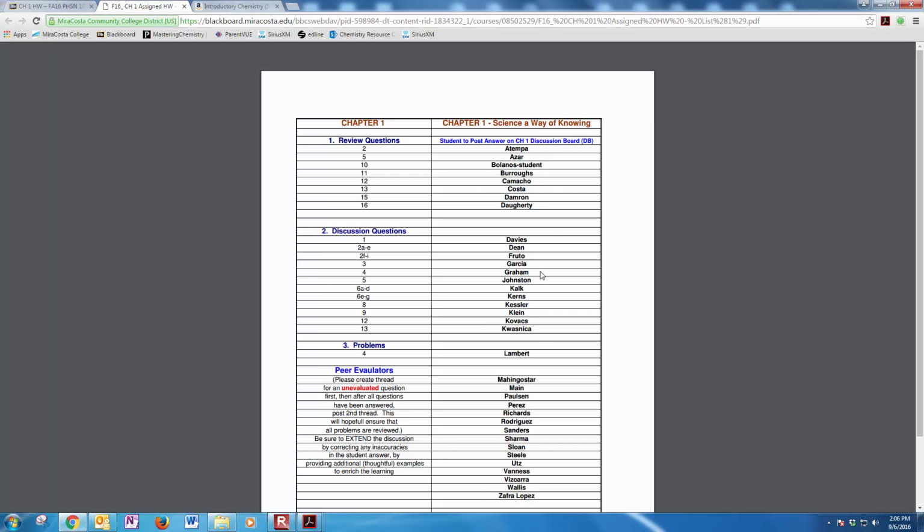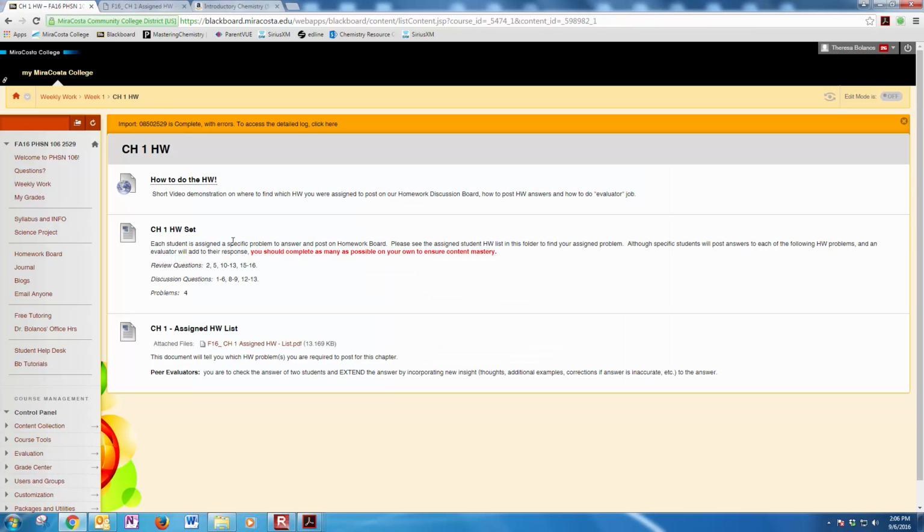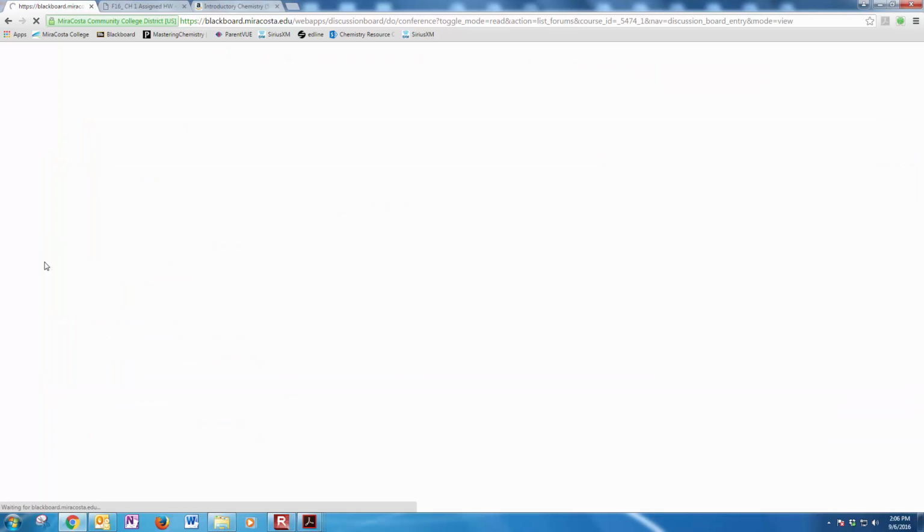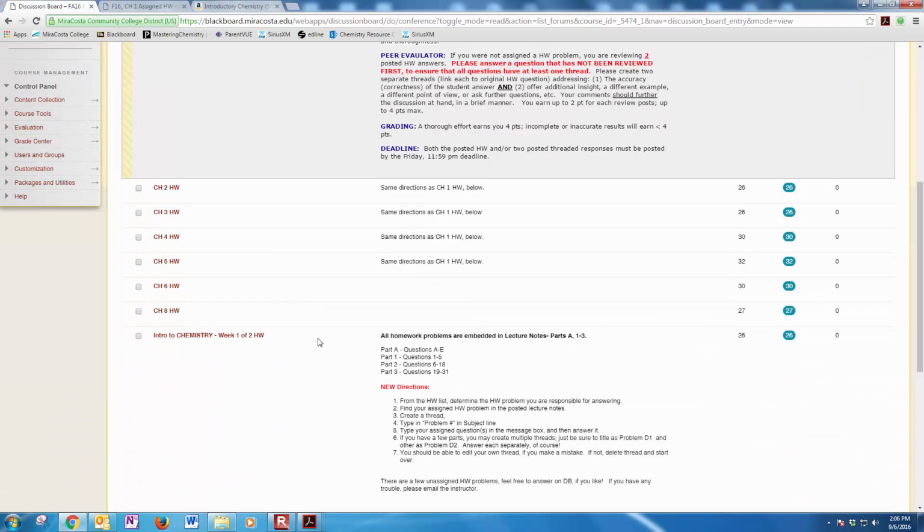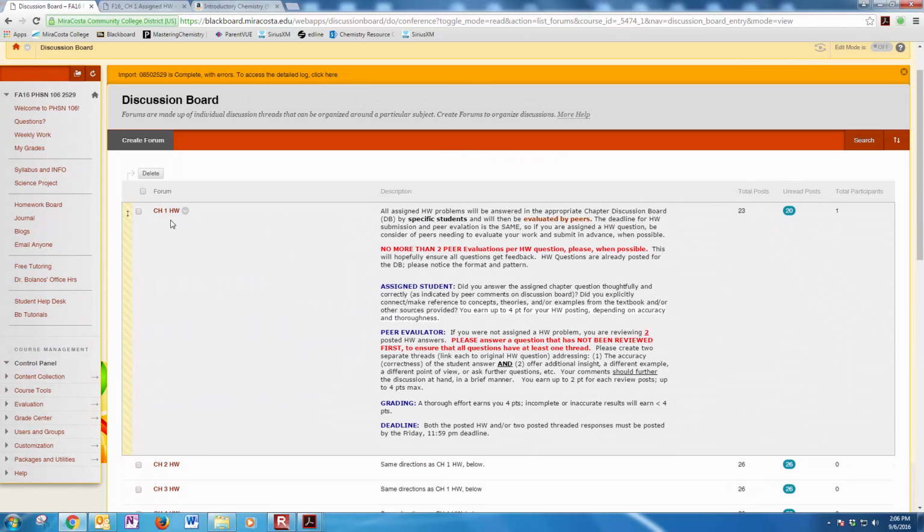So now that I know what I'm assigned to, Davies is discussion question 1, I'm going to come over here to the homework board. This is where you're actually going to post homework. Okay, everything's already up here. Homework 1. Here's the directions yet again, so you can read them. And your points, 4 points for your homework, depending upon the accuracy and thoroughness. So if you don't do a good job, you're not going to be getting all the 4 points.